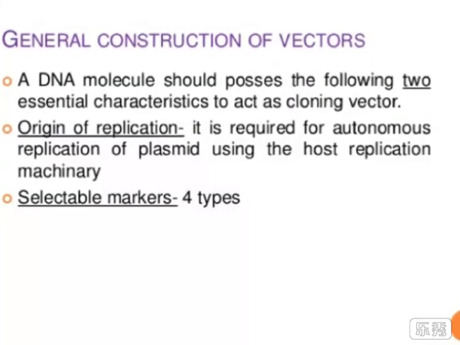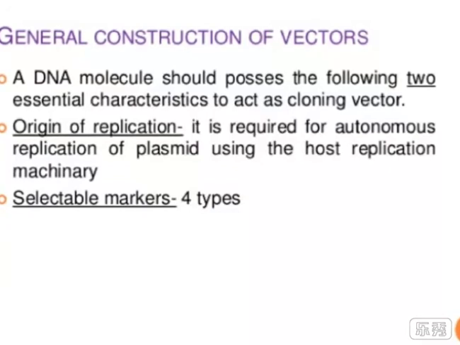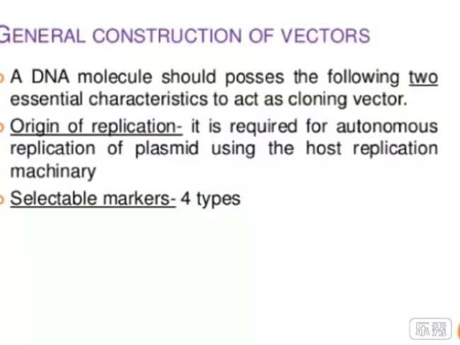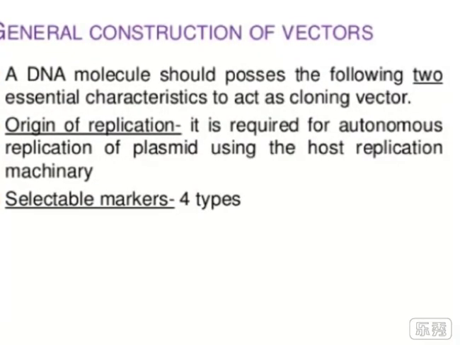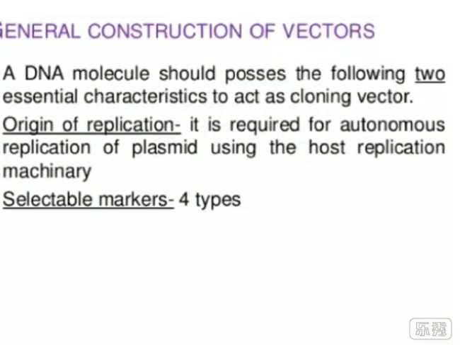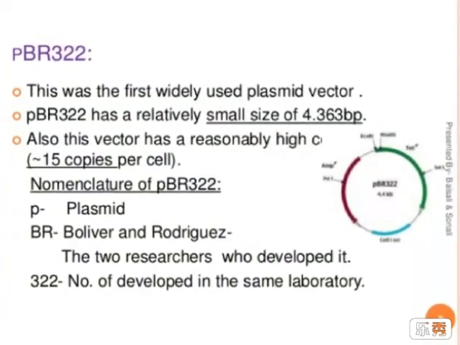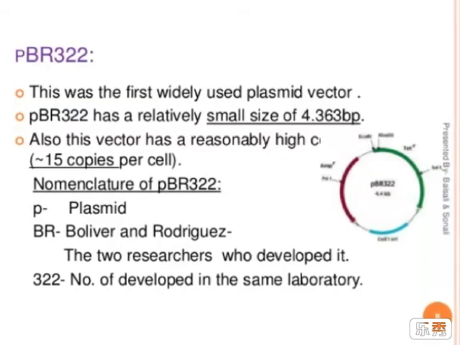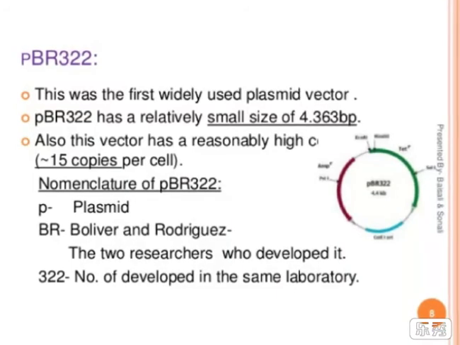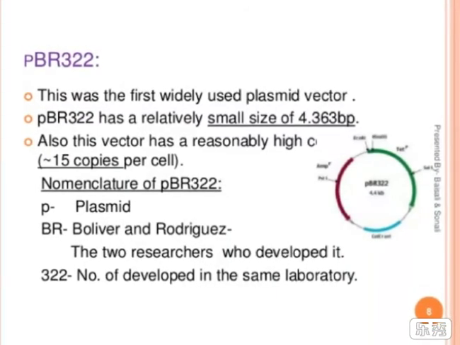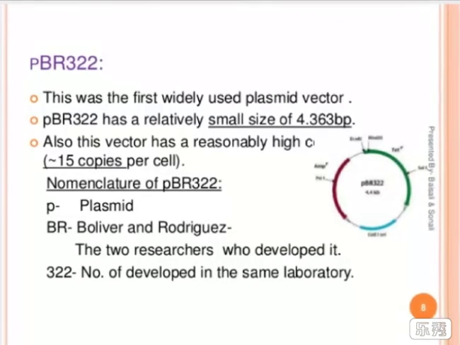ORI, origin of replication. It is a DNA sequence where initiation of replication starts. Selectable markers are for selecting the bacteria containing desired plasmids, for example antibiotic resistance genes and other specific genes. Multiple cloning site: recognition sites to insert a foreign DNA fragment by using restriction enzymes.